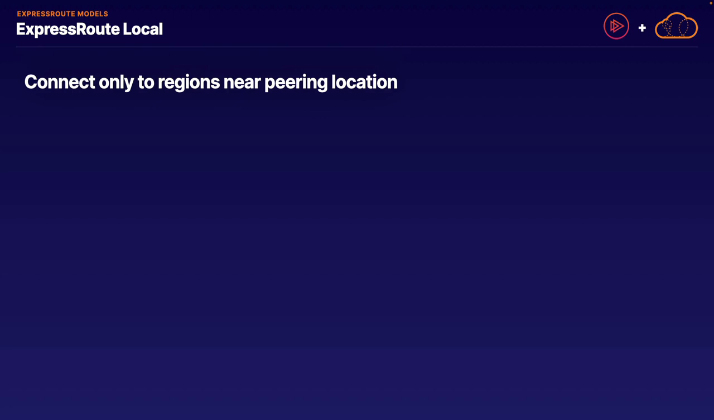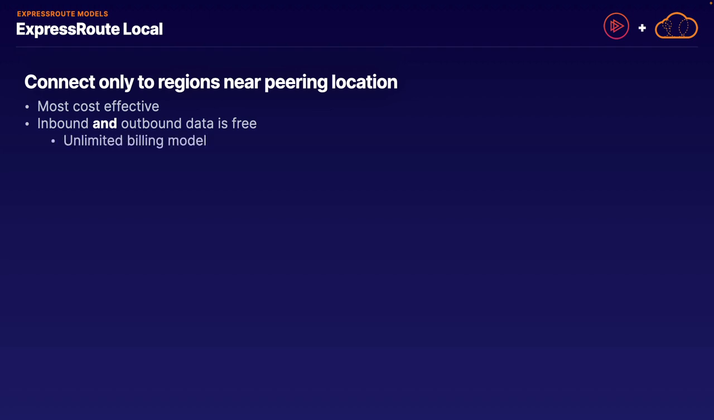Next, let's take a look at ExpressRoute Local. Now, ExpressRoute Local is very different in that, compared to ExpressRoute Standard, an ExpressRoute Local circuit can only connect to regions near your physical peering location. This is typically only a single region that we have access to. Compared to our other ExpressRoute SKUs, it is the most cost-effective, in other words, the least expensive. And one notable perk when working with ExpressRoute Local is that inbound and outbound data is free. This comes with our unlimited billing model in which all incoming and outgoing data has no charge.